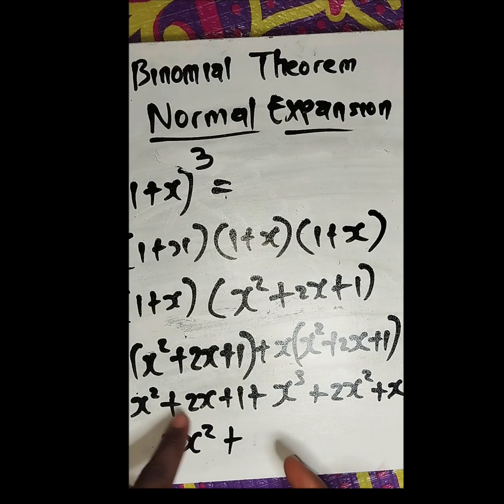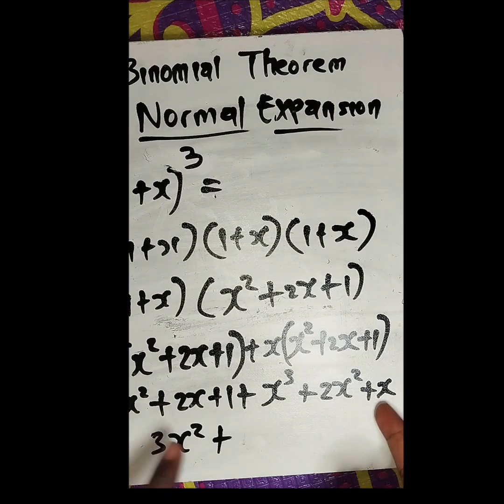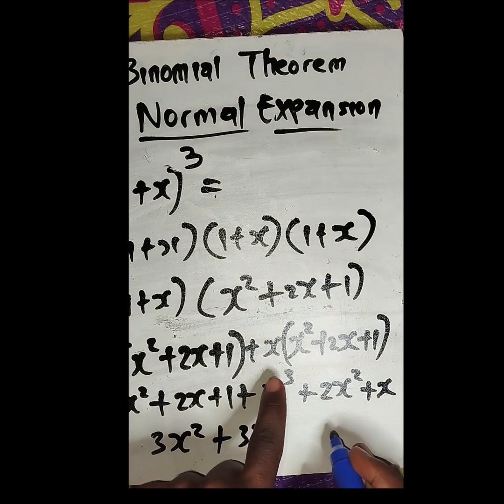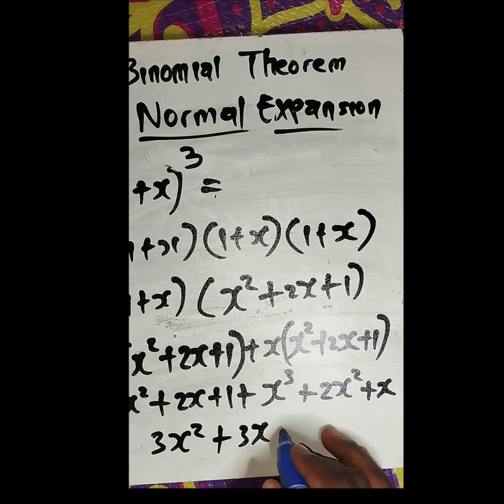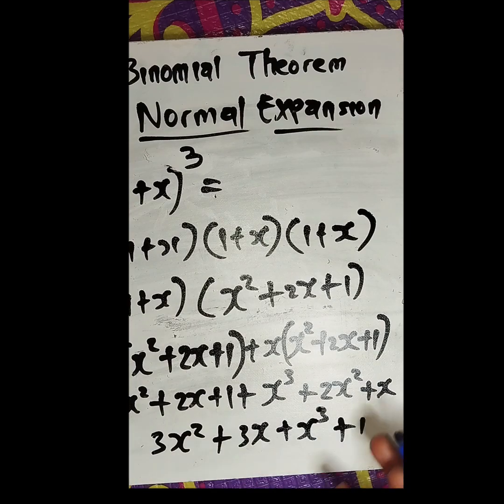Okay, 2x, do we have any other x? Yes, we have another x here. 2x plus x, that gives 3x. Okay, let's go. Oh, we have s cubed. Do we have any other s cube? No. Let's put our s cube down. And 1. We don't have any other number. That's our answer. Simple as ABC. This is still what we call normal expansion.